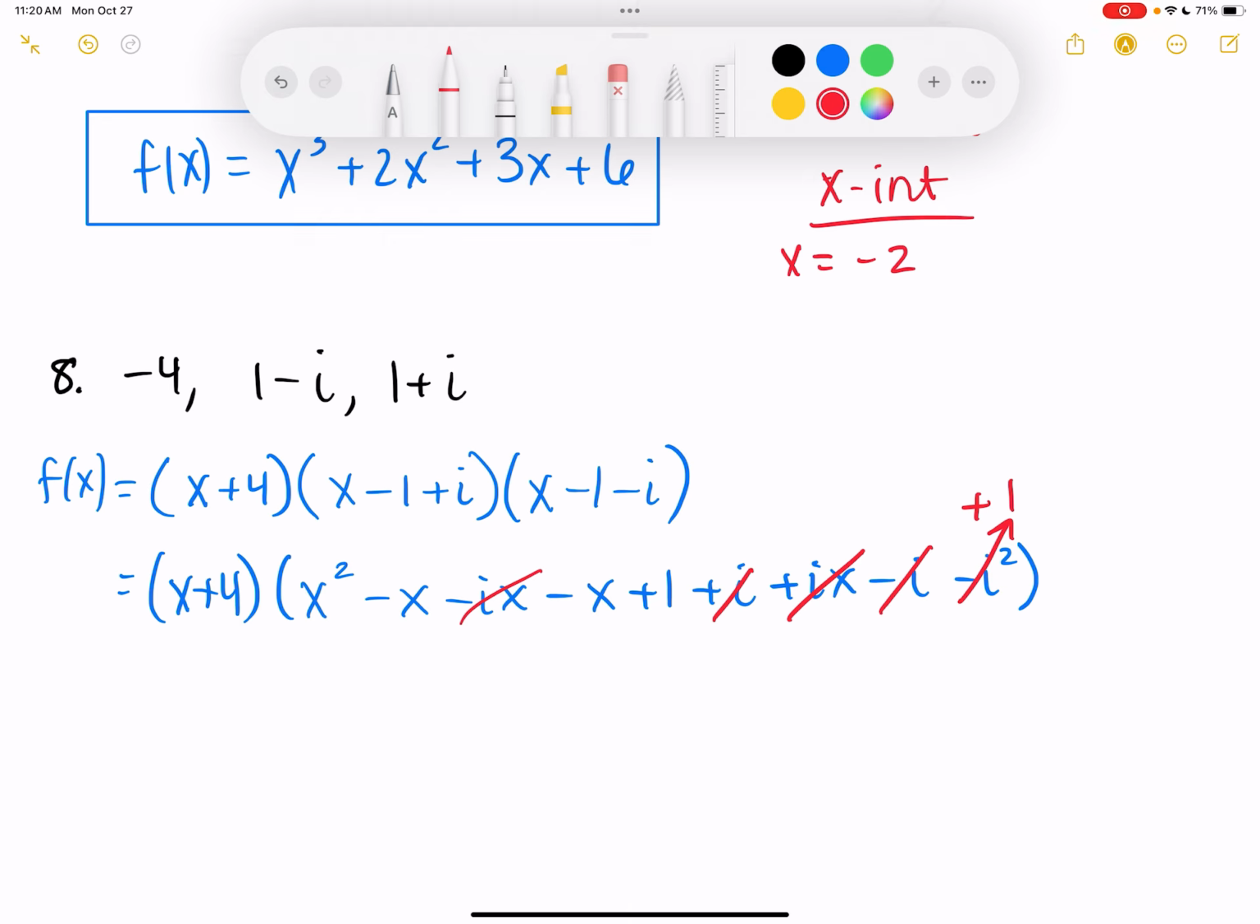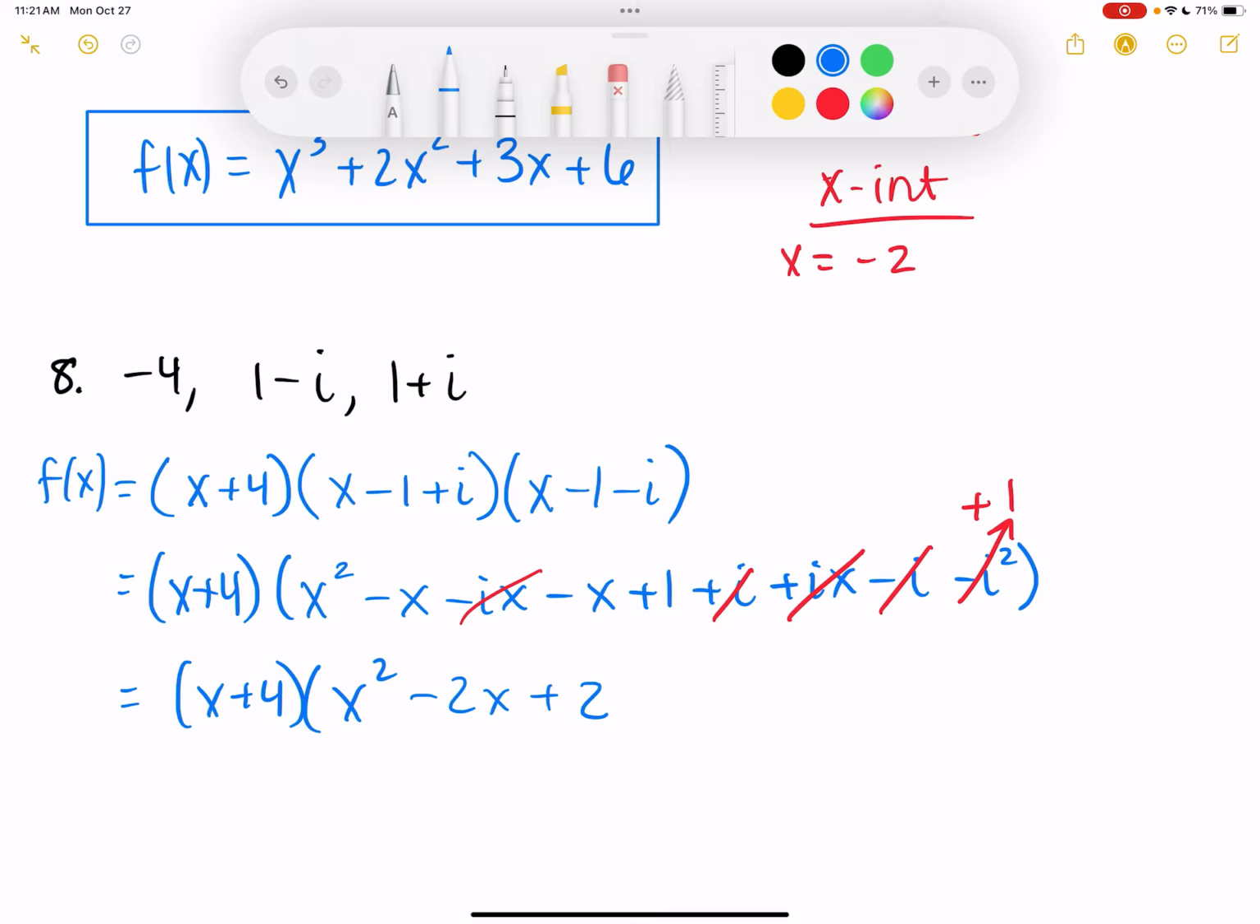So now I can simplify this to make it easier. All my i's are gone, which is the main reason for doing it that way. And so I've got x plus 4 times x squared minus 2x, not 2x squared, minus 2x plus 2.